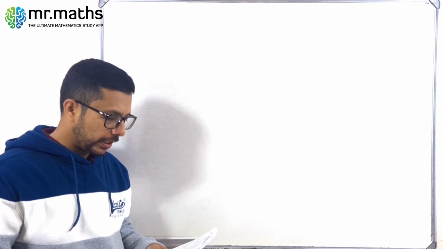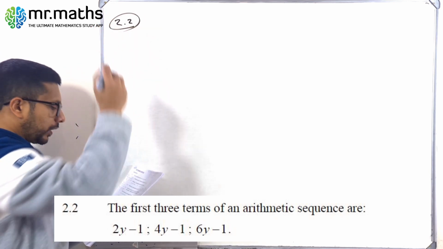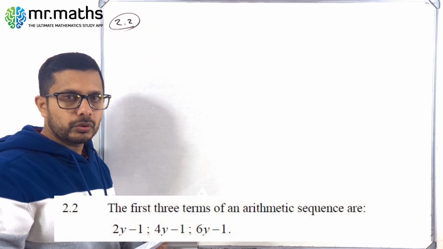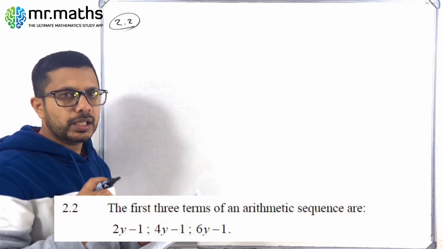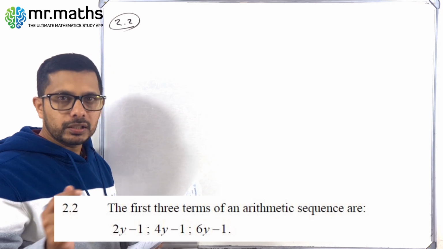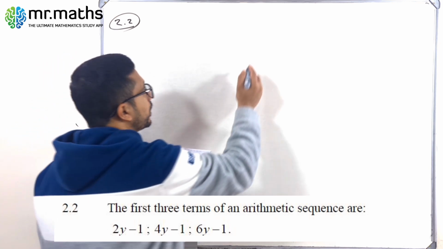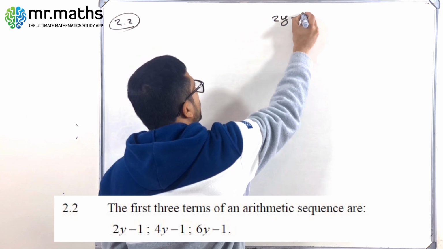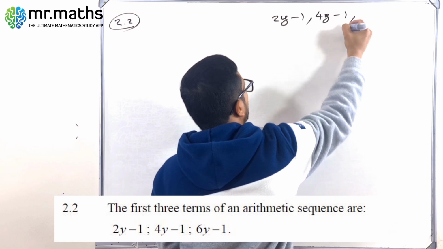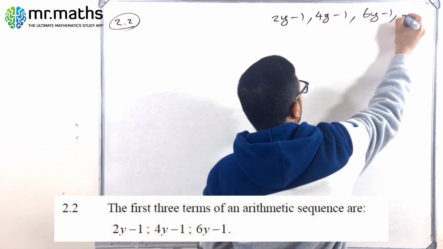Okay, now let's move to the next question. Question number 2.2. The first three terms of an arithmetic sequence. Don't forget that this given one is an arithmetic sequence. What is an arithmetic sequence? The first differences are the same, or you can find a common difference. So what is the sequence given? 2y minus 1, 4y minus 1, 6y minus 1, etc.